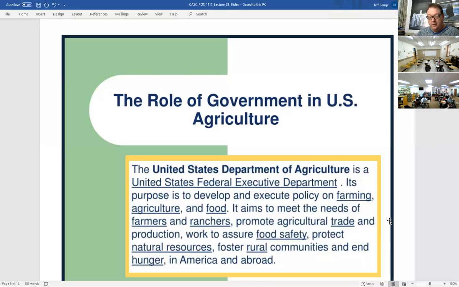We are grateful for President Teddy Roosevelt leading the way when they required meatpacking companies to clean up their meat processing plant. We would get very sick, I think, if we saw how they processed meat in the early 1900s. So we're glad that our government regulates companies to assure food safety, also to protect natural resources, and then to foster communities like Quentin and Panama and Arkoma, rural communities.